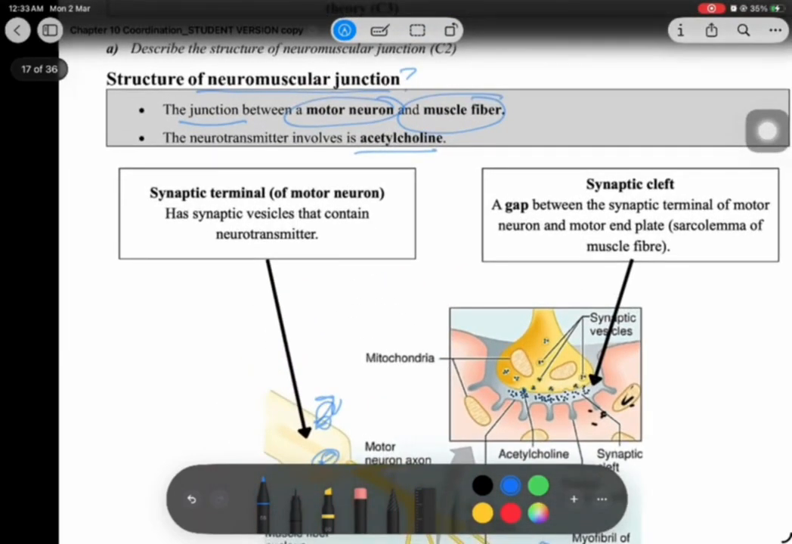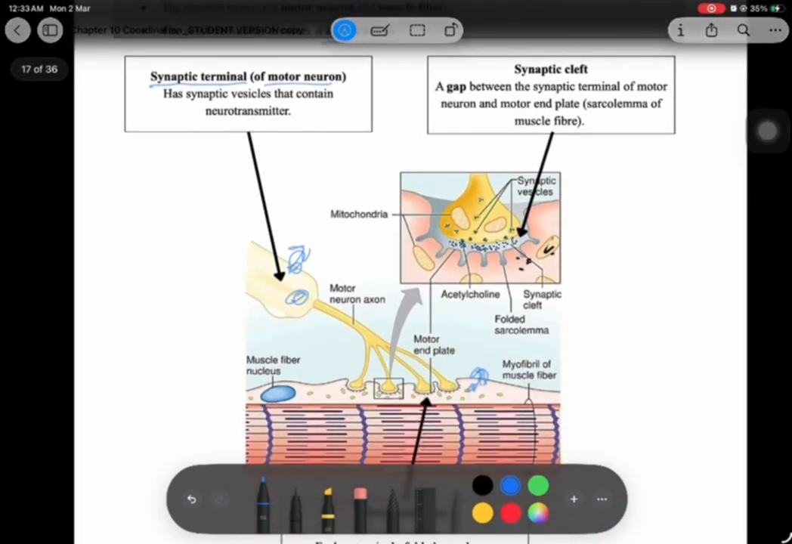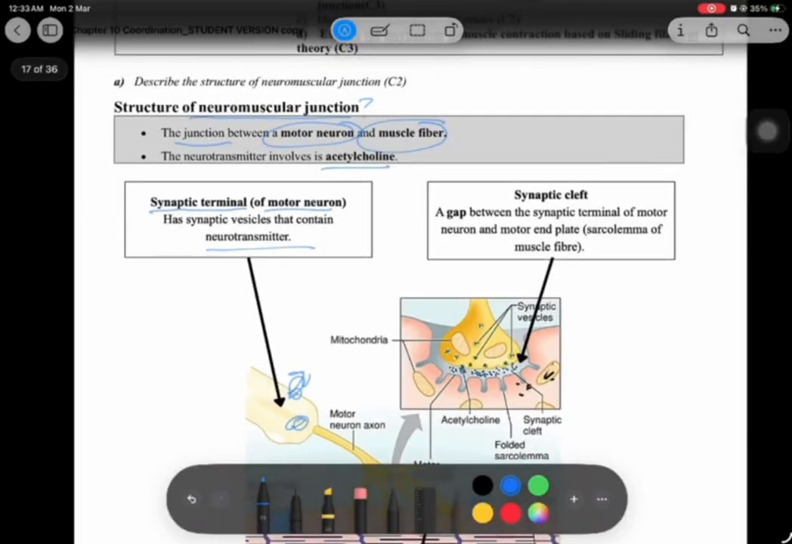First of all, we have to know what is the synaptic terminal of a motor neuron. The synaptic terminal has synaptic vesicles that contain a neurotransmitter, which we know is acetylcholine.